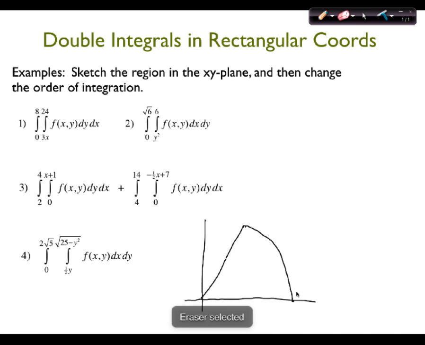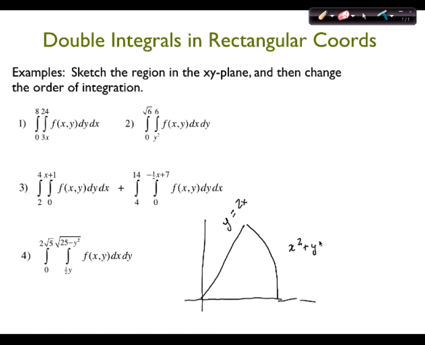Let's try that again, because that's supposed to be a circle. Better? Okay. And so this was y equals 2x, or x equals 1/2 y. And then this was the circle, x squared plus y squared equals 25. And we knew that from looking at this limit of integration where x equaled this square root right here. So that means we're talking about the circle, x squared plus y squared equals 25.